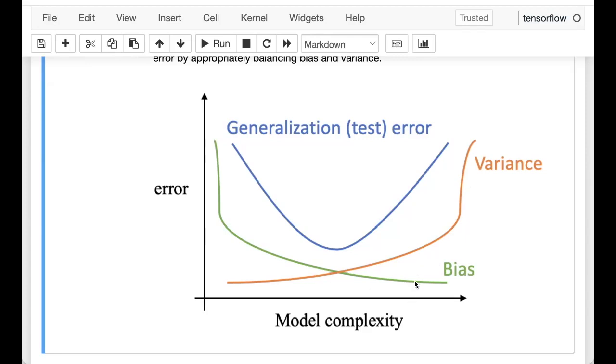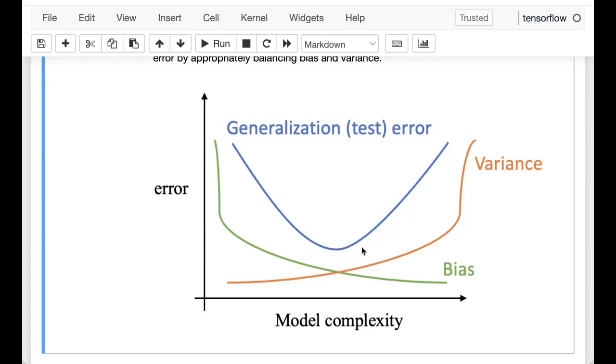And if we add these green and orange curves, that's where we get this U-shaped curve, which is known as the generalization or test error. So in practice, you want to make sure that you check your training error and testing error, and make sure that you have the right fit. And this is important because in machine learning, we cannot just say that if we use more complex models, we will get better test results. That is not true, right?